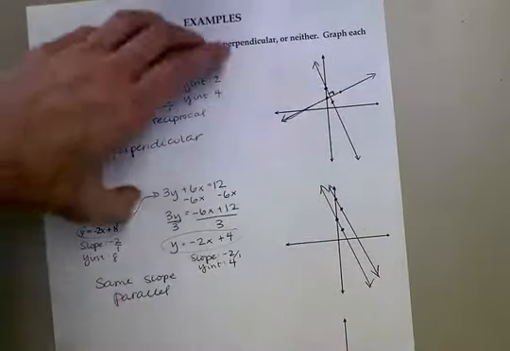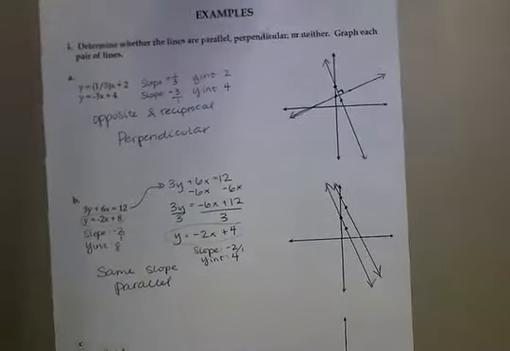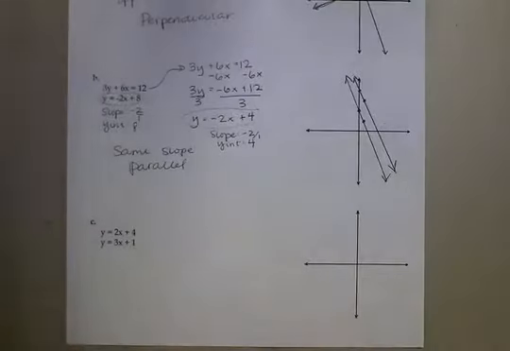Okay, and it appears those lines are parallel. They will never cross, they will never intersect. Okay, the last example on this page, let's take a look.